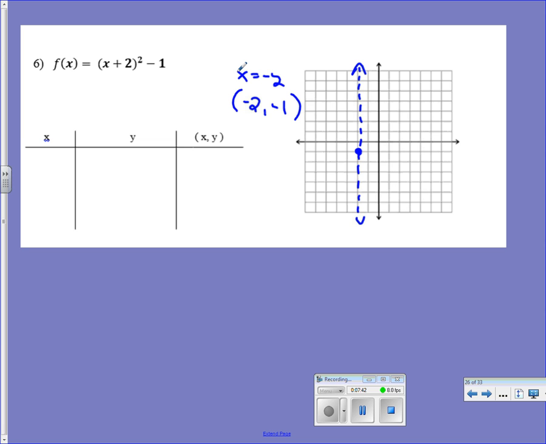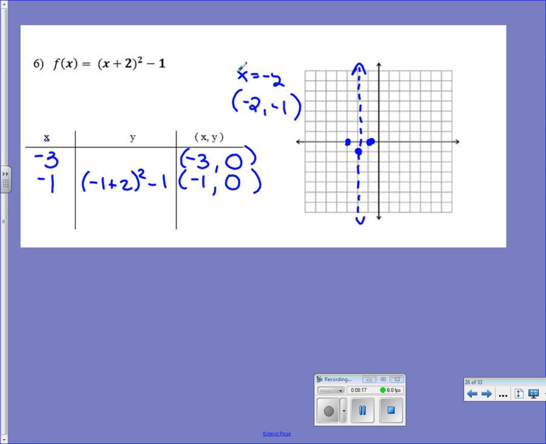And so then I want to again go 1 to the left of -2, which would be -3, and 1 to the right of -2, which is -1. Pick one of these to plug in. Let's do the -1, because remember, we can get 2 for 1. So -1 plus 2 squared minus 1. So this would give me 1. 1 squared is 1. 1 minus 1 is 0. Cool. So now I know I've got these values here and here.